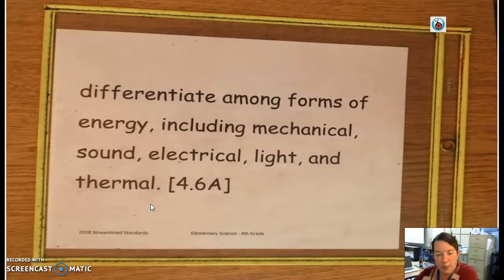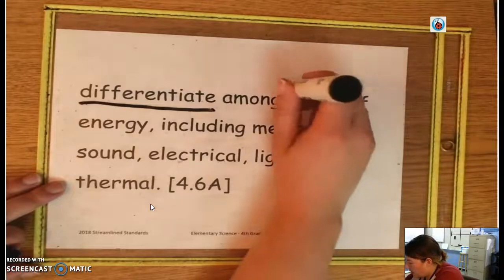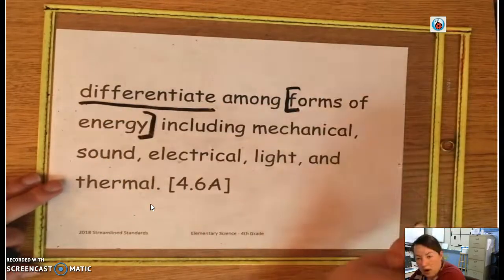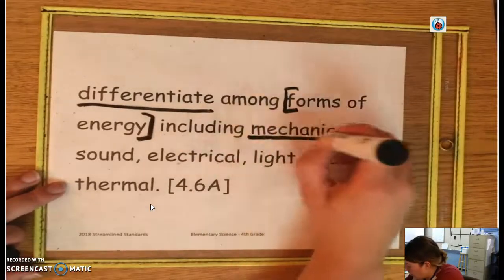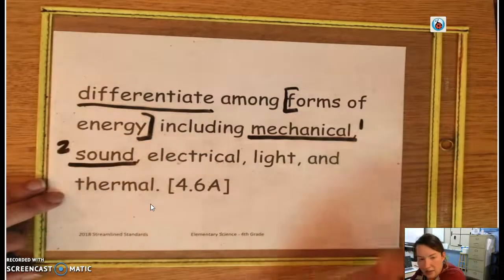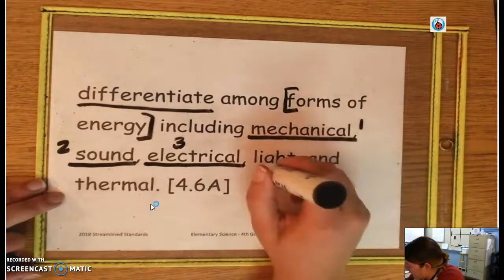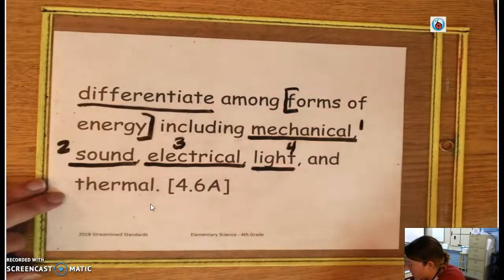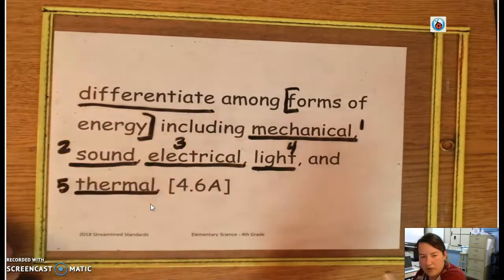This week it's TEK 4.6a, and it says we are going to differentiate. It's a fancy word. We'll go over what that means here in a minute. Differentiate among forms of energy. Now there are 5 different forms of energy we're going to talk about. It says including mechanical, that's our first form of energy. Sound, that's our second. Electrical, our third. Light is our fourth form of energy, and thermal is our fifth form of energy.